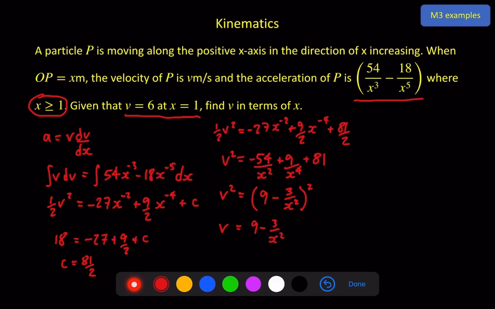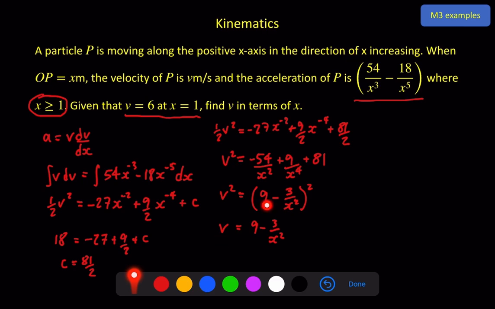Now a quick note on this. We know that this is okay because it says positive x-axis in the direction of x increasing, and if you use x is bigger than or equal to 1 in here, then the 3 over x squared is always going to be 3 or less. So 9 minus that will always be positive, that's fine. But in factorizing this, you could have had 3 over x squared minus 9. That would have worked as well. In which case, you would have had to take the negative root of that for this still to be true, that when x is greater than or equal to 1, you have a positive v.